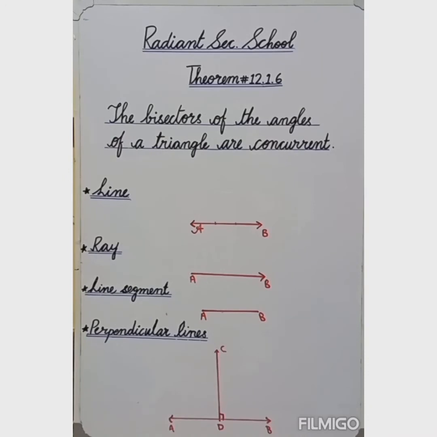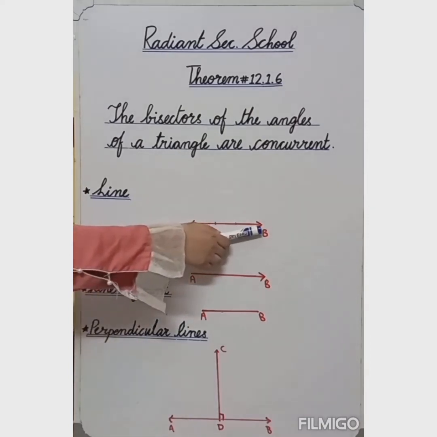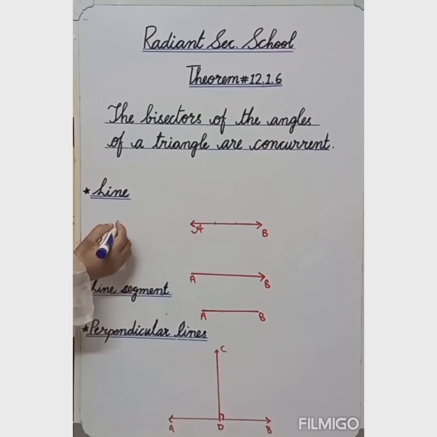Students, let us learn some basic concepts which you have already studied in the previous class. First one is line. A line can be extended from both sides. It has no fixed length. We can extend it either from this side or this side. It is represented as AB is a line. Arrows should be on both sides.